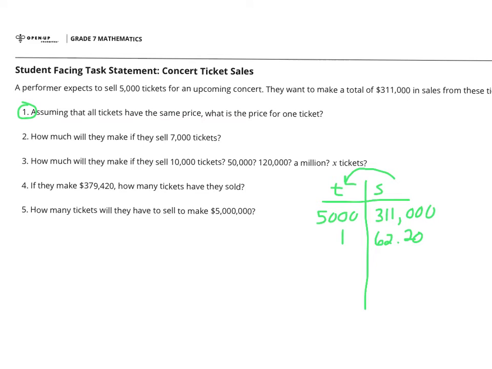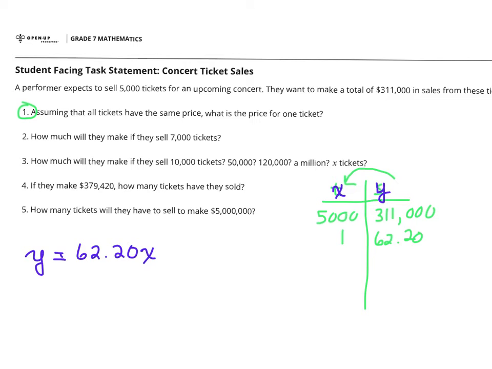So here's what I'm going to do. Instead of continuing to fill out that T-chart, I'm going to write an equation. And again, I'll write it as X and Y instead of T and S. My equation would be Y equals 62.20 times X. So instead of filling out the T-chart, let's see if we can use the equation to solve these other questions. How much will they make if they sell 7,000 tickets?